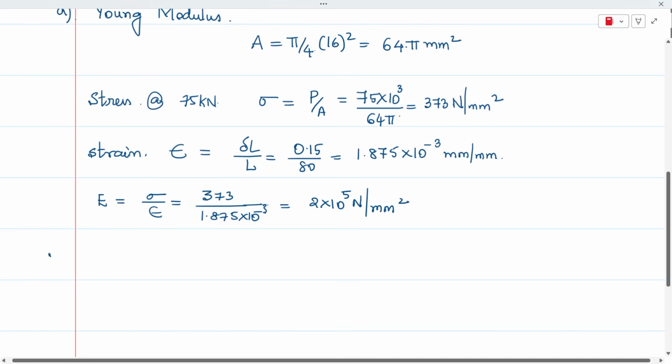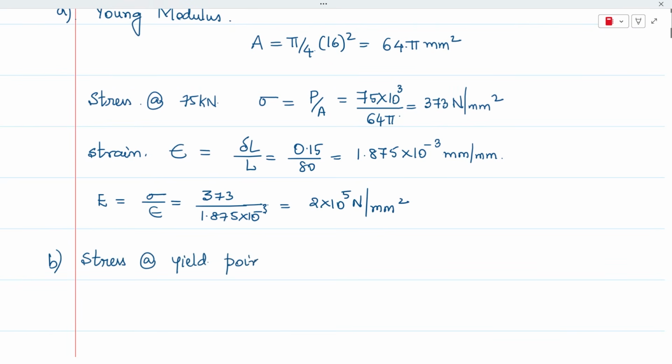Bit B is computation of stress at yield point. Load at yield point is given as 90 kilonewtons, that is P at yield point divided by area, that is 90 into 10 power 3 divided by 64 pi. This is 447.6 Newton per mm square.